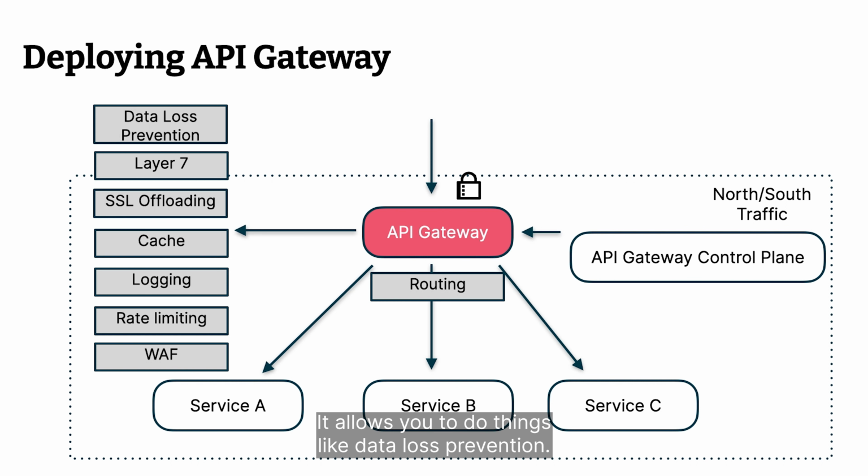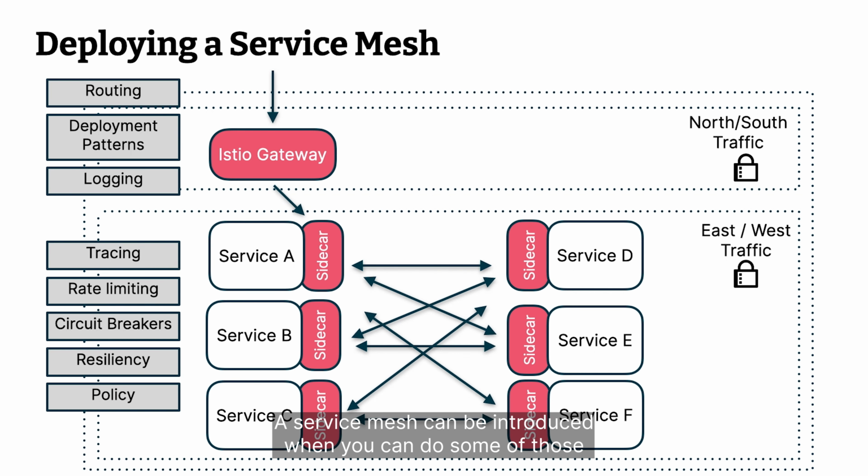It allows you to do things like data loss prevention. You can do layer 7. You can do SSL offloading and then have things protected within a boundary. You can do caching, logging, rate limiting, WAF. API gateway, by far, the simplest approach to solve some of these use cases. A service mesh can be introduced and you can do some of those north-south use cases at Istio Gateway. Not quite all of the things that are an API gateway, but you can introduce some, and then you can solve some of that complexity by having this east-west communication that's available down within a service mesh.